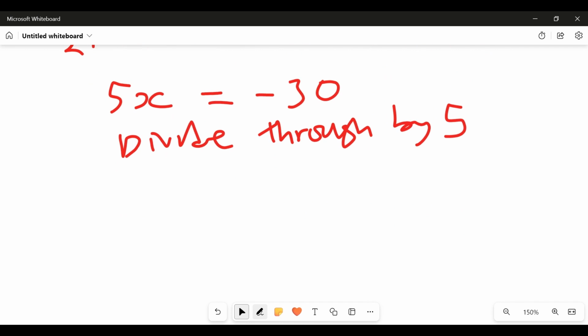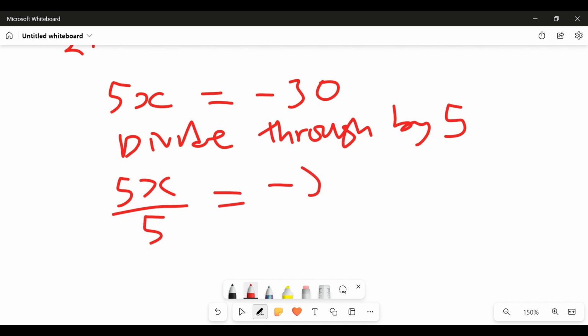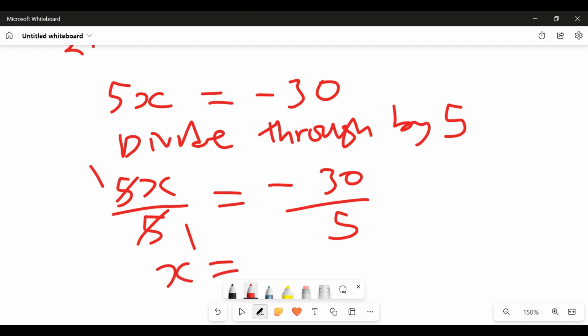What do you have left? You have 5x divided by 5 equals to minus 30 divided by 5. Sorry, I don't like the way I write my 3. 5 here 1, 5 here 1. So what you have left is x equals to 5 here 1, 5 in minus 30, that will be minus 6. Okay, our answer is s is equals to minus 6.